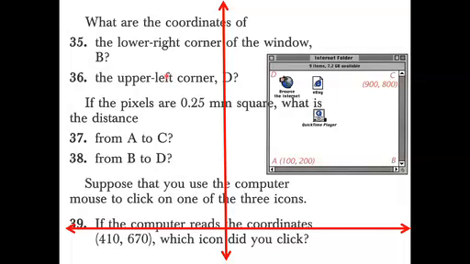So with that in mind, answer the questions here and figure out the distance. Suppose that you use the computer mouse to click on one of the three icons. Which one would it be if you clicked on 410 by 670? Think about that one. That's a good challenge. They're going to have you get these other two here and then try to figure out where would 410 and 670 be.